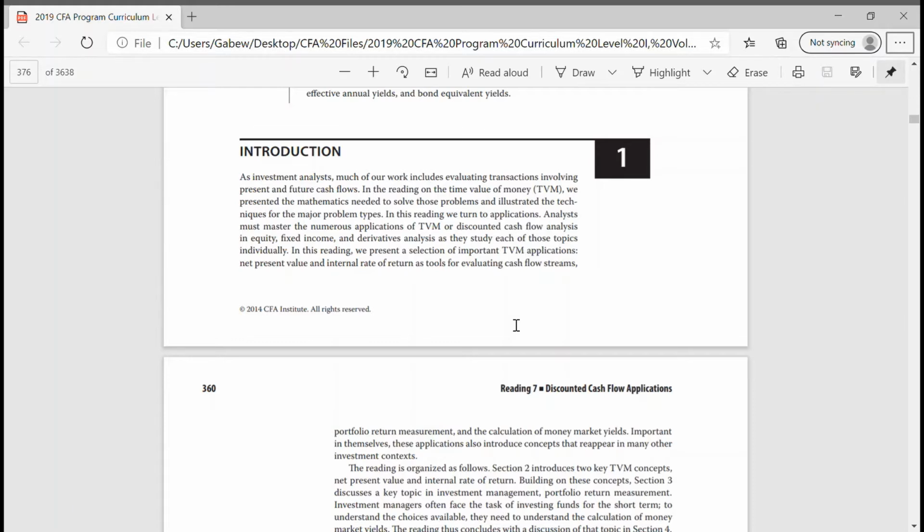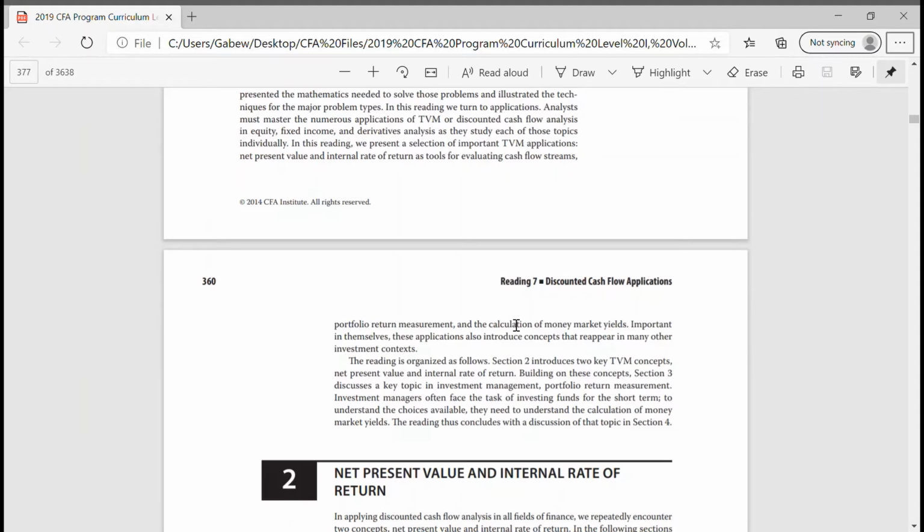Analysts in equity, fixed income, and derivative analysis study each of these topics individually. In this reading, we present a selection of important TVM applications: net present value and internal rate of return as tools for evaluating cash flow streams, portfolio return measurement, and calculation of money market yields. Important in themselves, these applications also introduce concepts that reappear in many other investment contexts.